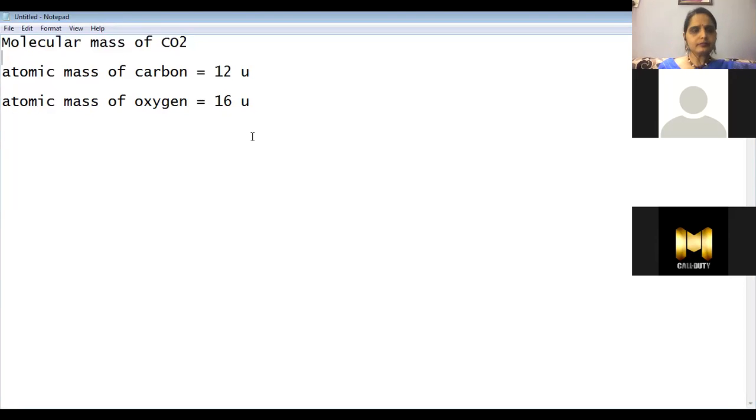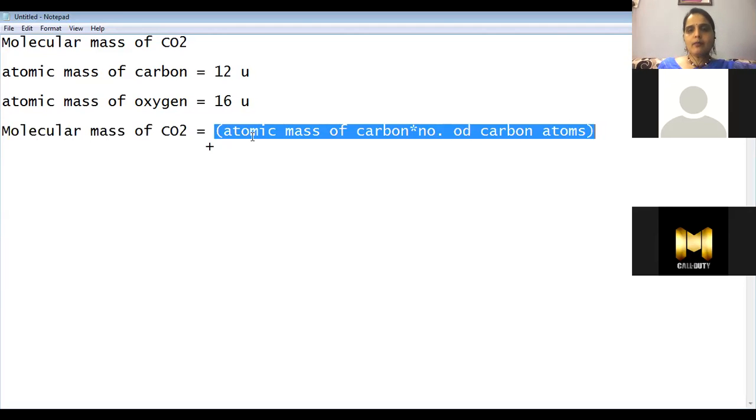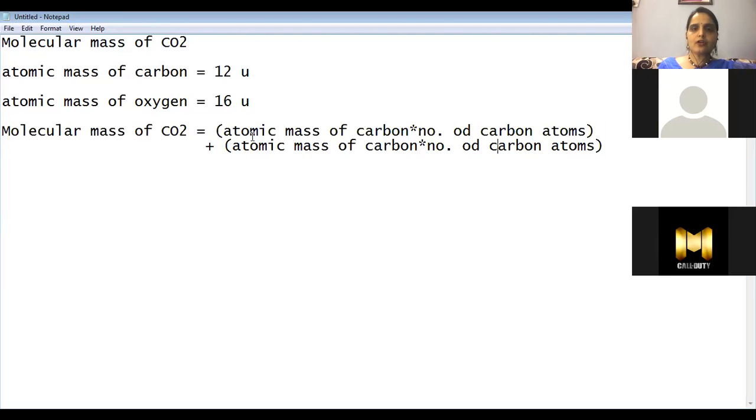So how do we calculate? Molecular mass of carbon dioxide is equal to the atomic mass of carbon multiplied by the number of carbon atoms, plus the atomic mass of oxygen multiplied by the number of oxygen atoms.